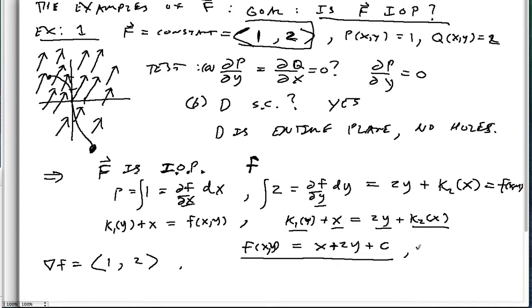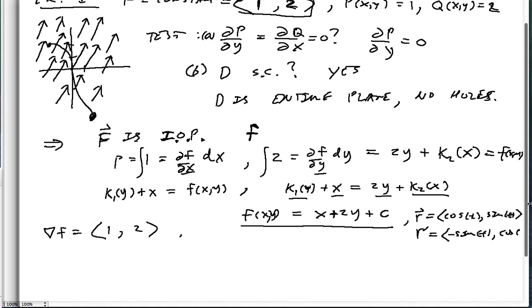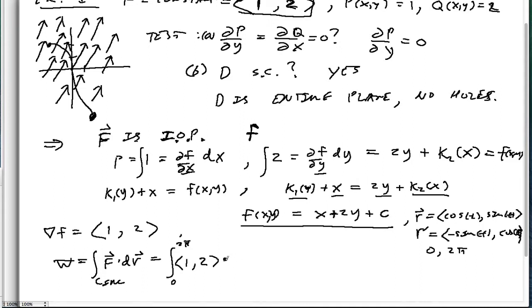What if I take a path? So let's take r is equal to the circle around the origin. Of course, then r prime is equal to negative sine t, cosine t. Running out of room. All right, and that means my work will be the integral over our path, which is just going to be a circle, of our vector function f dot dr, and we're going to go from 0 all the way to 2 pi to go around in a circle. It'll be our function f, the vector field 1, 2, dotted with r prime, negative sine t, cosine t, dt.